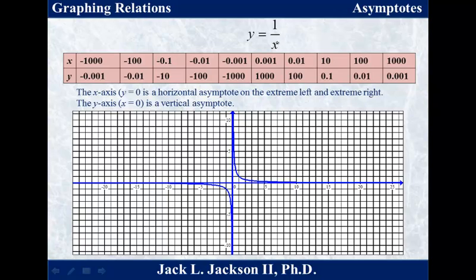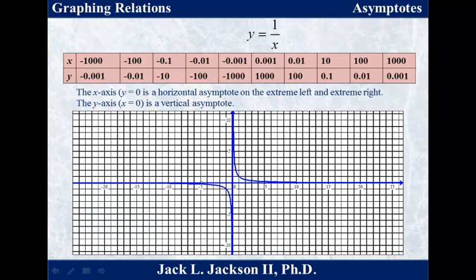But notice if I try to put in 0 here, I'm actually dividing by 0. That's not allowed. So we can't have 0 in our table for x because there is no y that goes with it. 0's not in the domain. Turns out 0's not in the range either. The domain and range of this are both the real numbers except for 0.